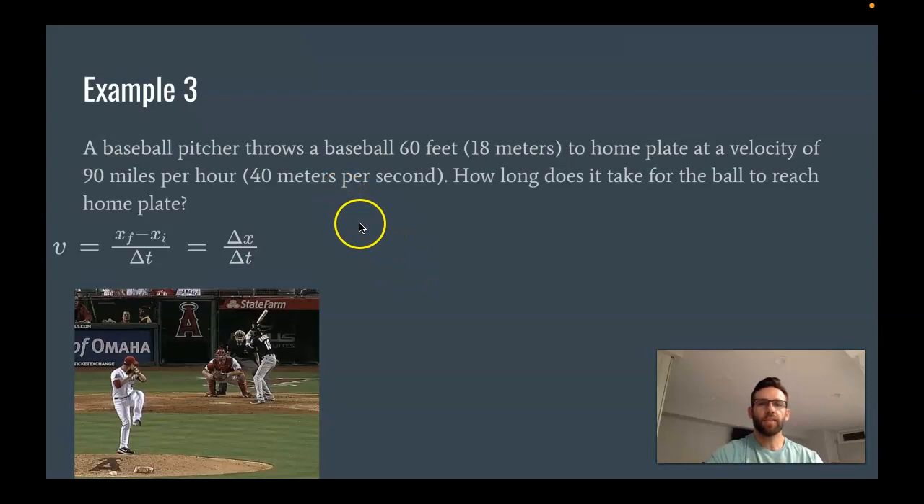Okay. This one is tricky because we're not trying to find velocity. So let's write out a few things. Well, first we're going to underline what we know. So I'm seeing 90 miles per hour. I'm going to usually use 40 meters per second. So let me underline that one. That's probably the one I want. And it's asking for how long does it take. So it's asking for time. All right, I know I'm going to use this equation. Let me write out what I know.